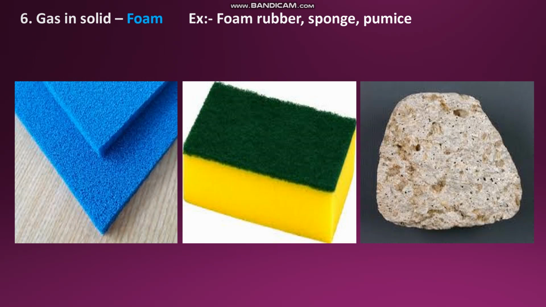Pumice is one type of stone, a porous stone. You can see here many pores. Pores means small holes. This is formed during volcanic eruptions.